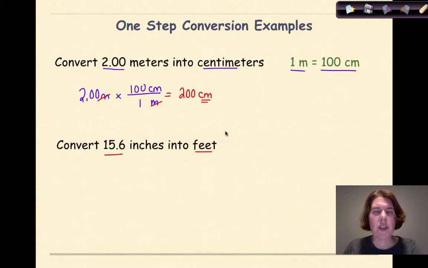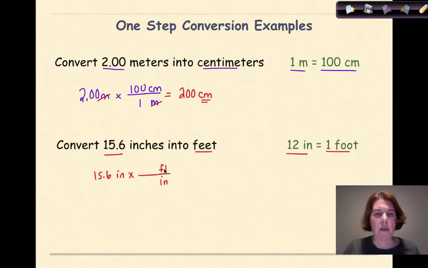In order to do this, again, we need a conversion factor. In this case, 12 inches is equal to 1 foot. So the first thing that we're going to do here is write down our given, 15.6 inches, multiplication sign, and a line. Whatever unit I start with is going to be on the bottom, so that's inches, and whatever unit I want to end up with is going to be on the top. So in this case, that will be feet.